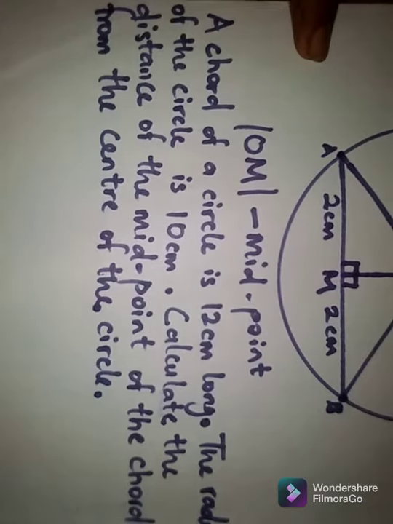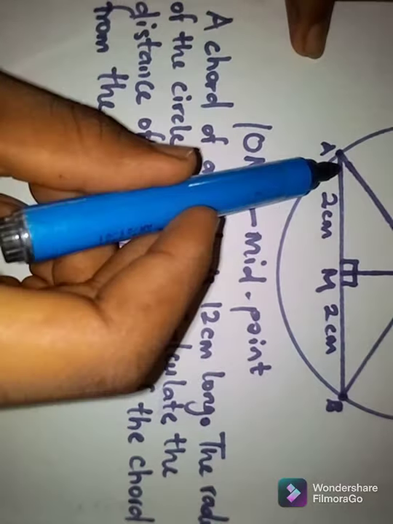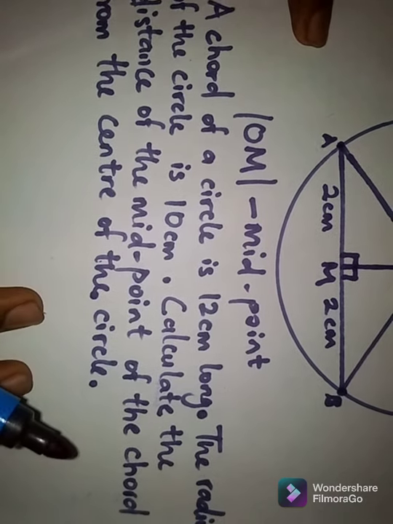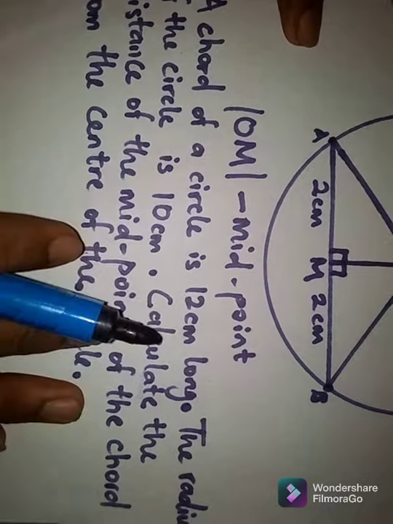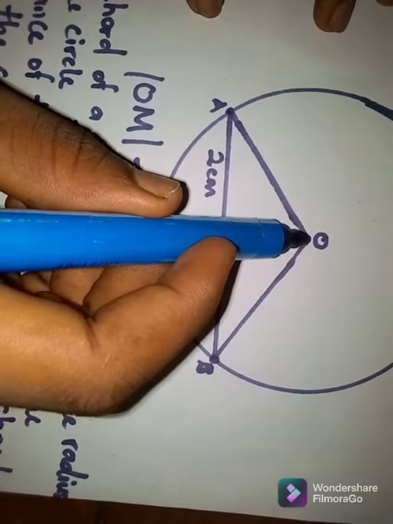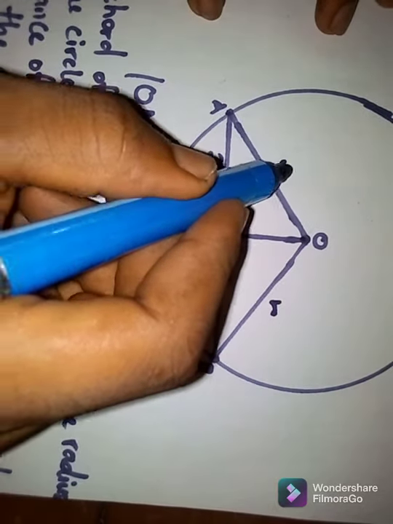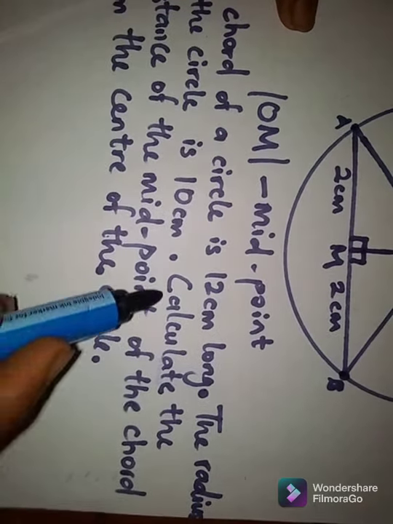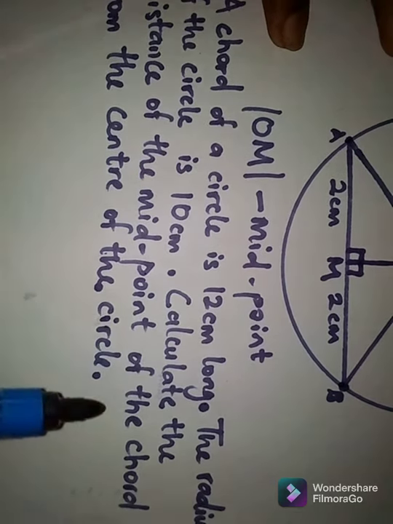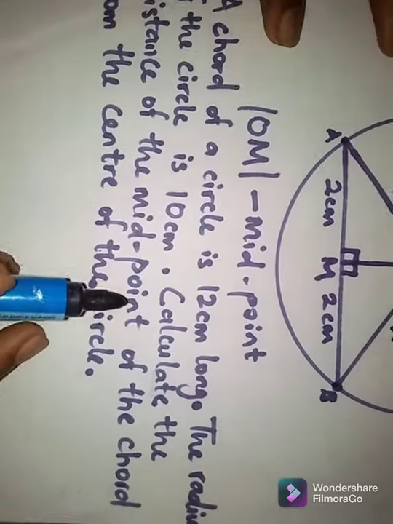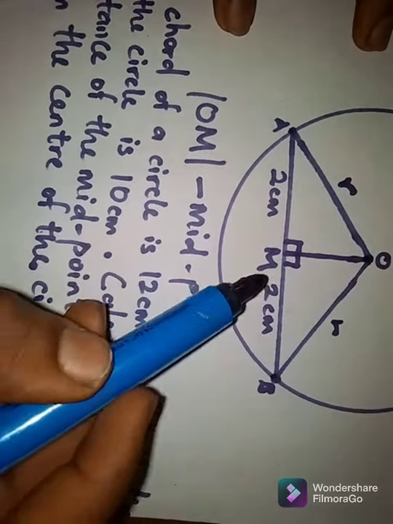So let's consider this question. A chord of a circle is 12 cm long. That is, the chord is 12 cm long. The radius of the circle is 10 cm. We all know from the diagram that from here to here is the radius of the circle, r. So calculate the distance of the midpoint of the chord from the center of the circle. We are simply told to find OM, line OM.